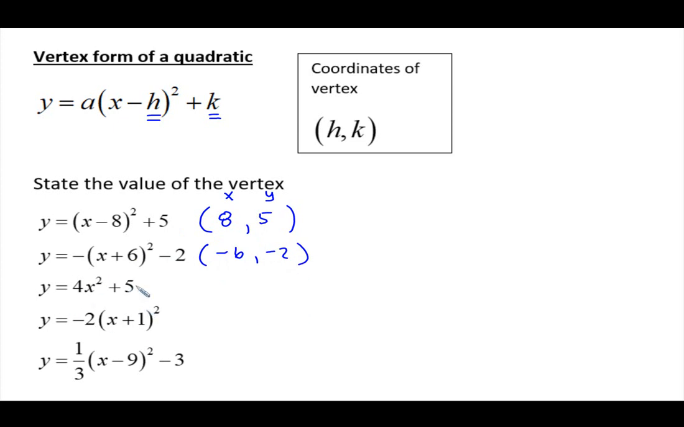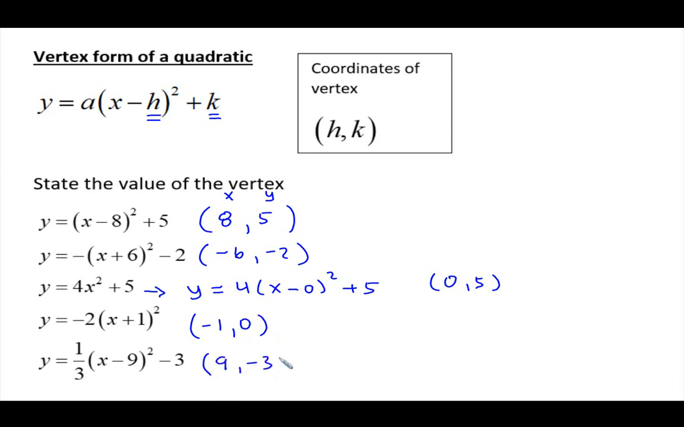Now this one's a little bit tricky. You kind of have to understand that this equation can also be written y is equal to 4 parentheses x minus 0 squared plus 5. If you understand that, you'll know that the vertex would be 0 comma 5. Over here, next one, opposite inside the parentheses, so negative 1 comma, and then the k value is 0. For the last one, we'll get positive 9 comma negative 3. So that's why it's called vertex form, because if you just look at the equation without doing any work at all, you should be able to find the vertex and state what it is.